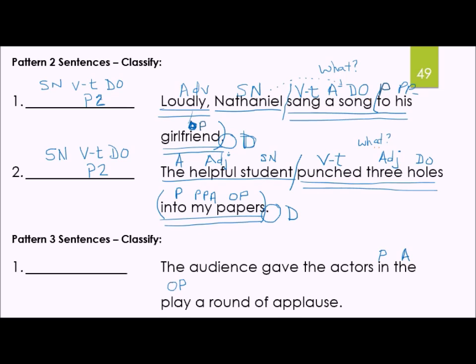Article, adjective. Put parentheses around it. Do you see any other prepositions? How about of? Preposition. Of what? Of applause. Object of a preposition. Put your parentheses around it. What do we have left when we take those out?